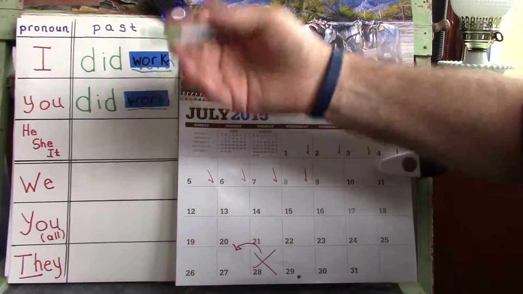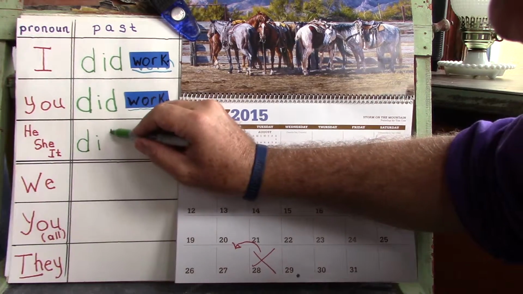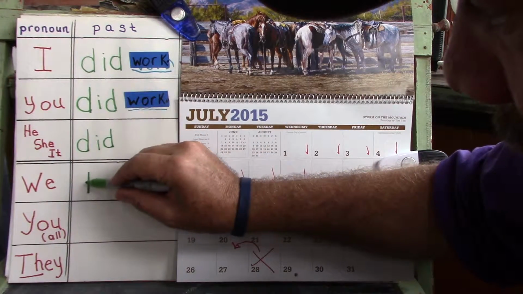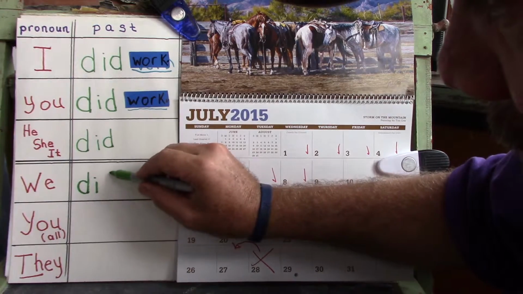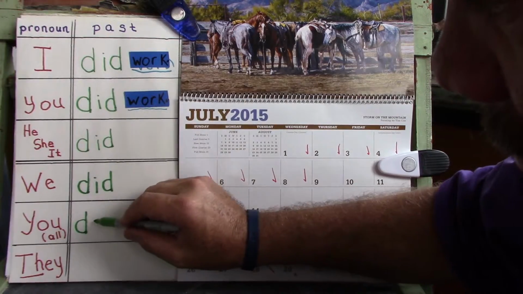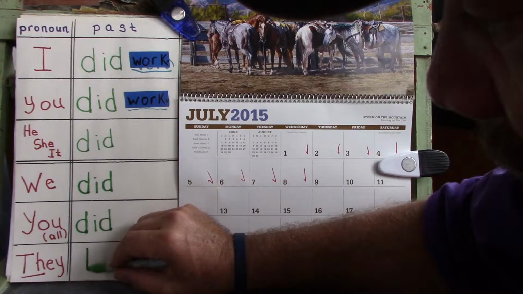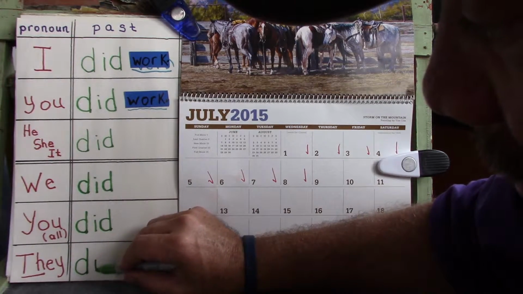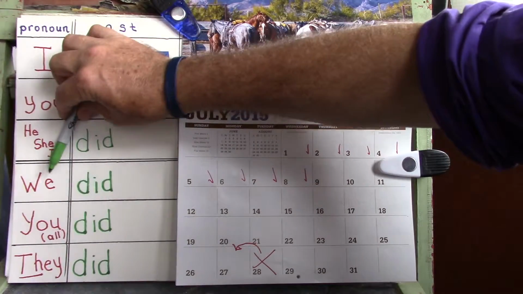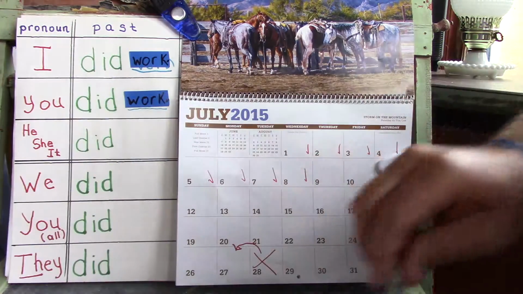He did work. We did work. You all did work. They did work. Remember, we in Spanish is nosotros. You all is ustedes. They, ellos.